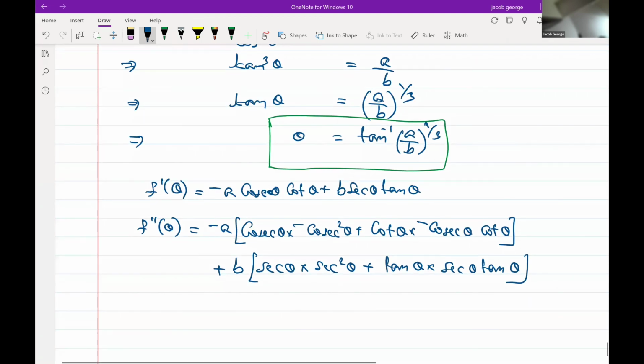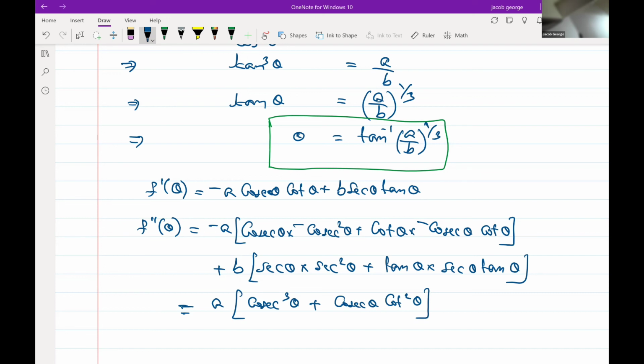From the first bracket, minus we can take outside, right? There are two negative signs in the first bracket, so when we take minus outside, this will become positive. A into cosec cube theta plus cosec theta cot square theta. The second term is already positive, that is B into sec cube theta plus sec theta tan square theta.